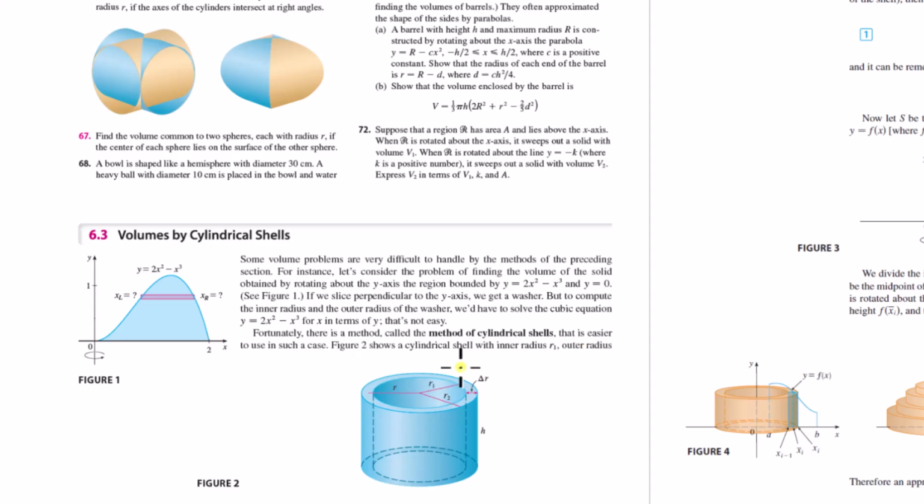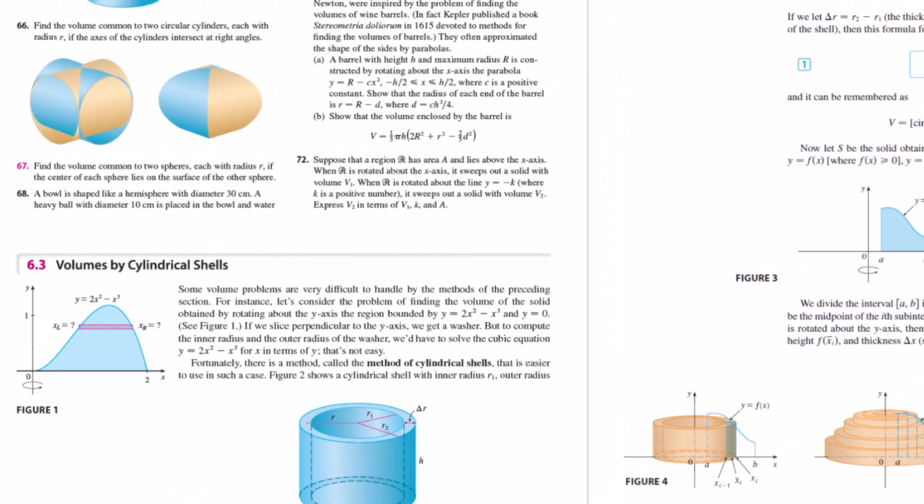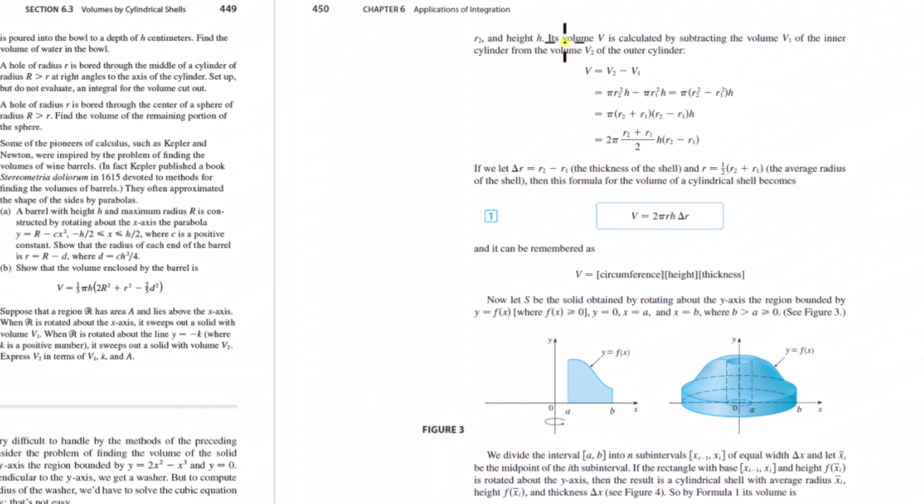Here's the element. It's a cylindrical shell with inner radius R1, outer radius R2, and height H. So delta R is R2 minus R1, and then just R is the midpoint between R2 and R1, that radius. The volume of this shell is calculated by subtracting the volume V1 of the inner cylinder from the volume V2 of the outer cylinder. So V2 minus V1. V2 is pi R2 squared H, right? Minus pi R1 squared H, which they write as pi times R2 squared minus R1 squared times H.